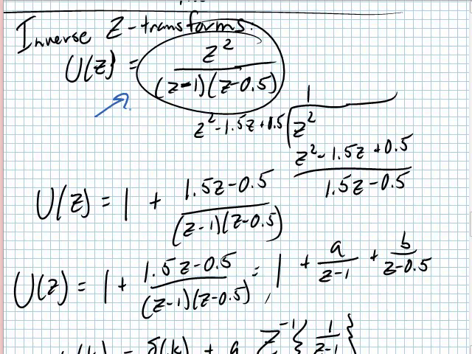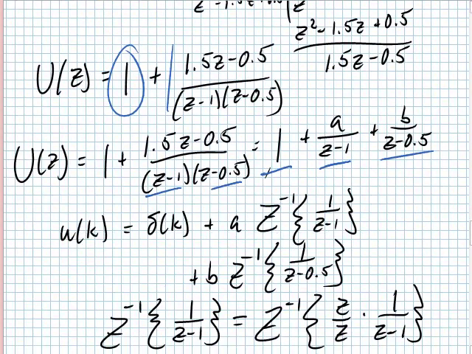Now you might be tempted to say, okay, well the order of the numerator is the same as the order of the denominator, so let's first divide out the 1 here to get a proper fraction, so that we can separate our factors this way, where we get 1 plus A over z minus 1 plus B over z minus 0.5. Now the problem with that is that when you look this up in the table of z transforms, you're not going to find it. Rather, you'll find z over z minus 1.